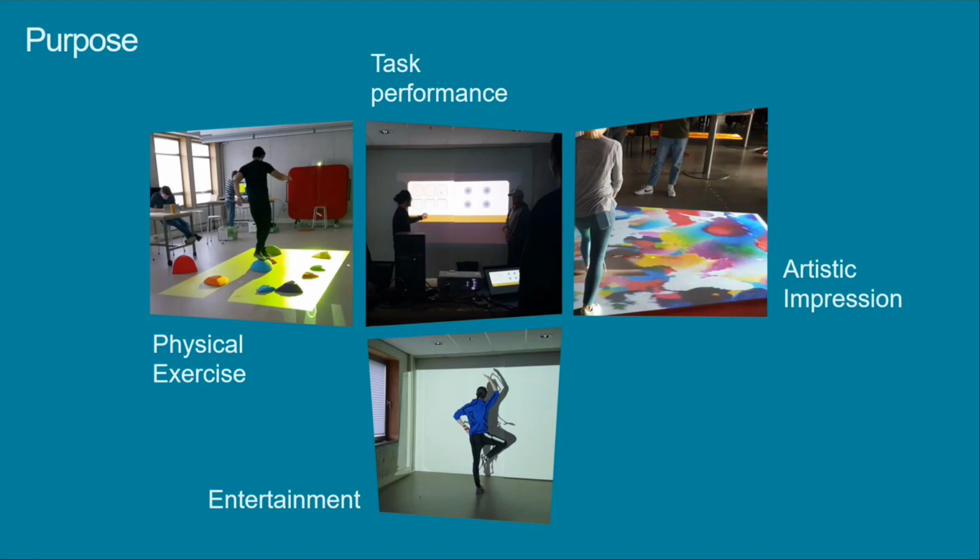The first category is purpose. A review of the prototypes created reveals 4 main categories in terms of the purpose of the interface: entertainment, or games, physical exercise, artistic expression, and task performance. On occasion, these categories overlap. For example, when students have designed a game-like interface for physical exercise.